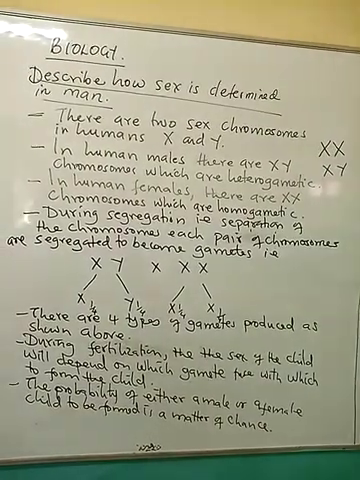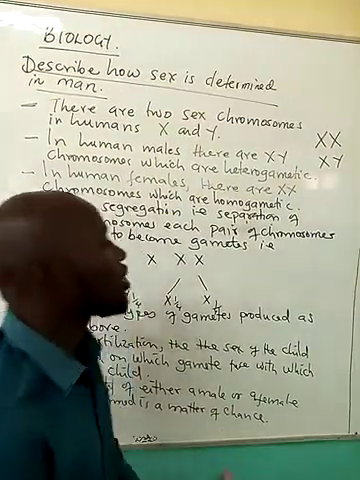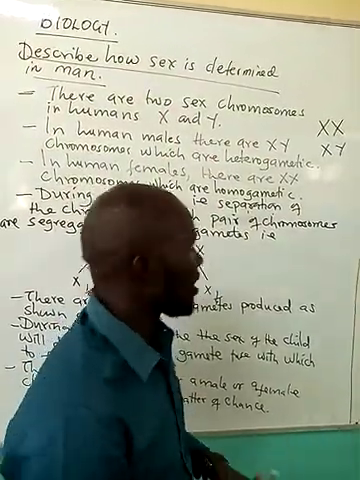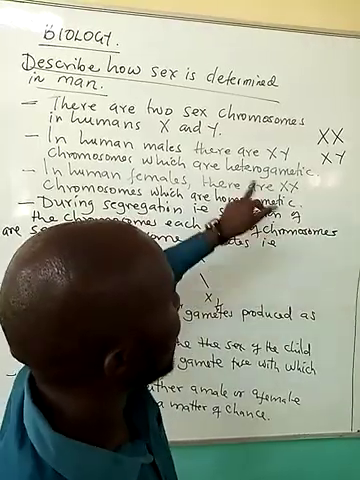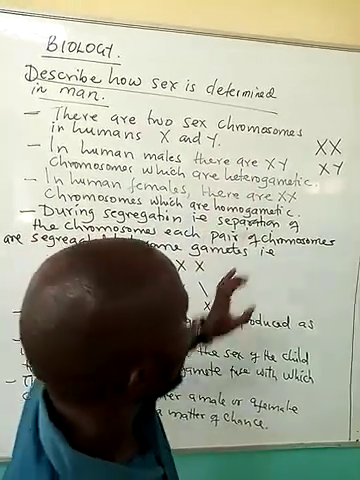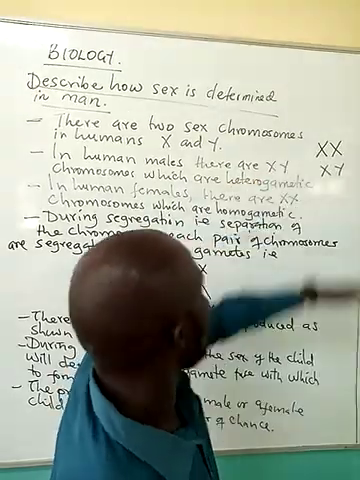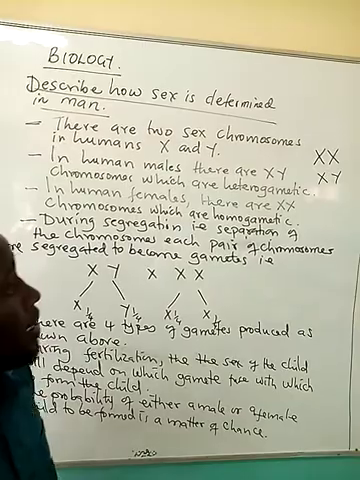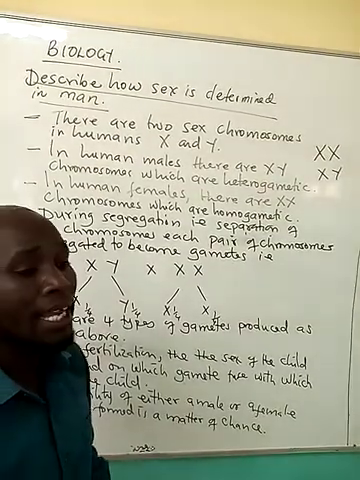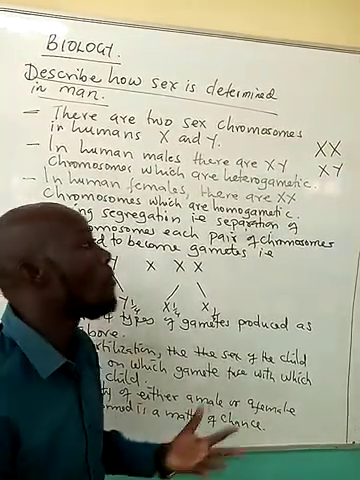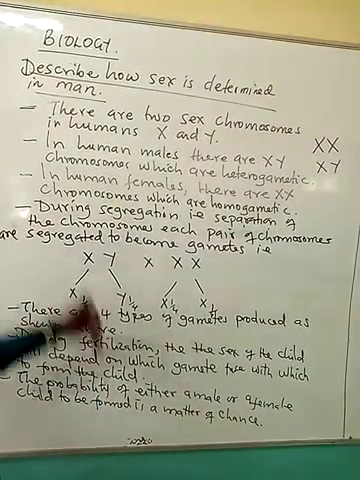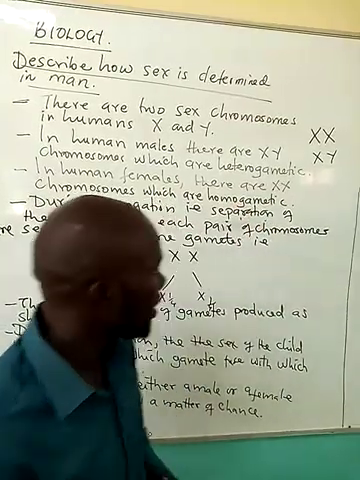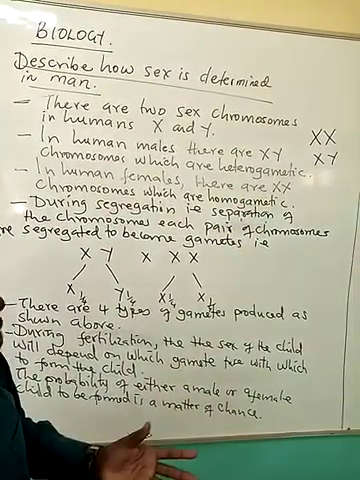So in human males, there are XY chromosomes, which make them heterogametic. When I talk about heterogametic here, the gametes are not identical. Then in human females, they are XX. That is, the 2 X chromosomes are identical, and therefore we can call them homozygous. Being homozygous, therefore, makes them homogametic. That is, they are the same because they look alike.